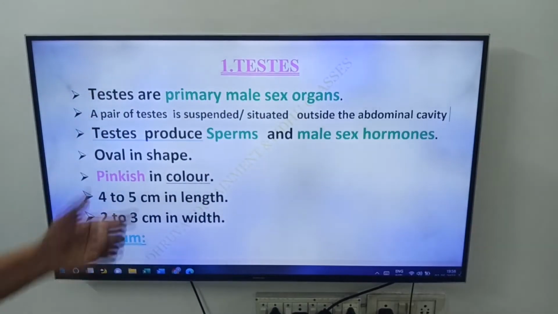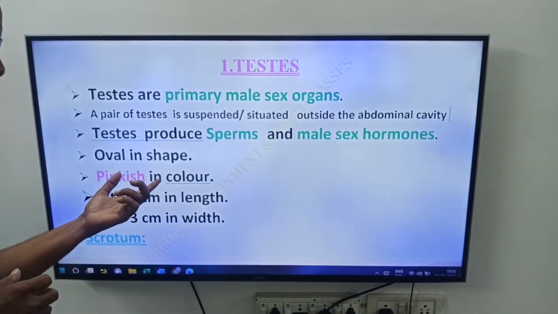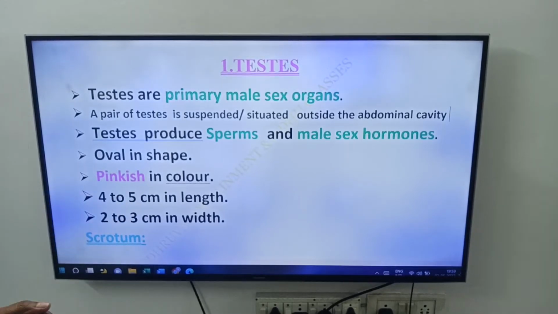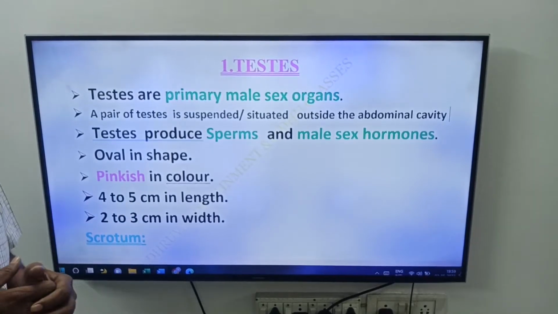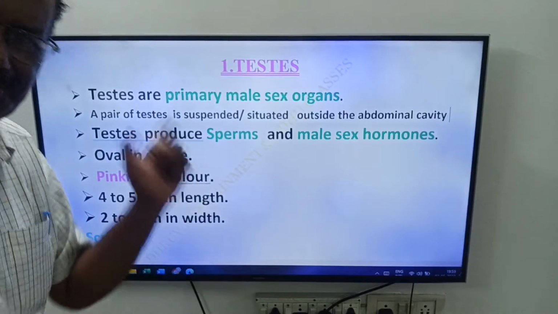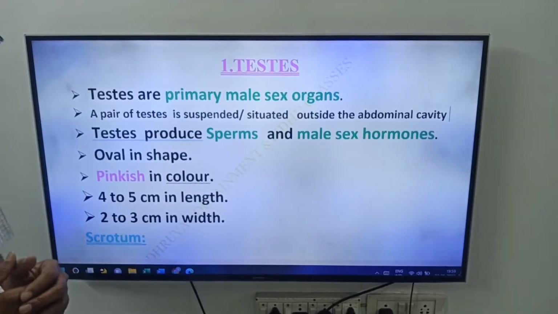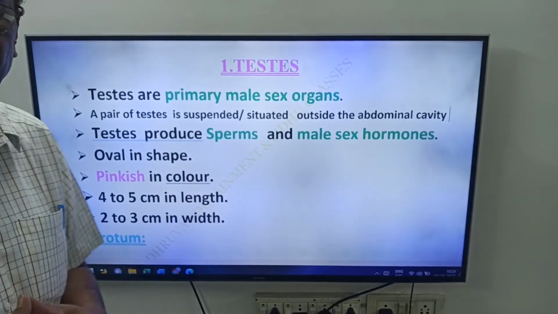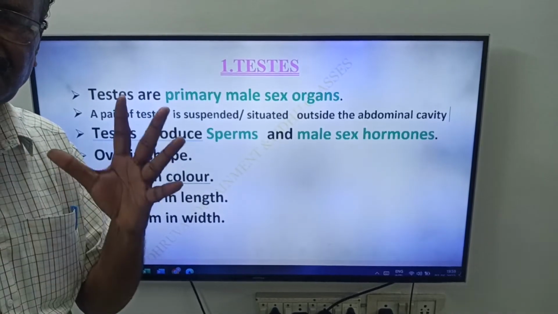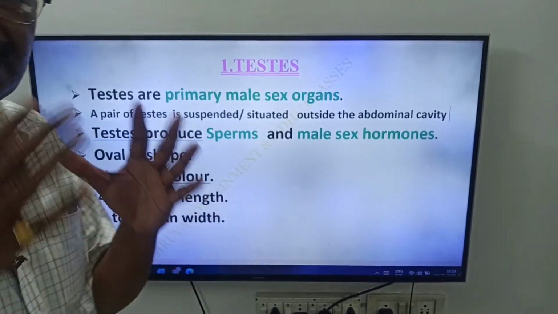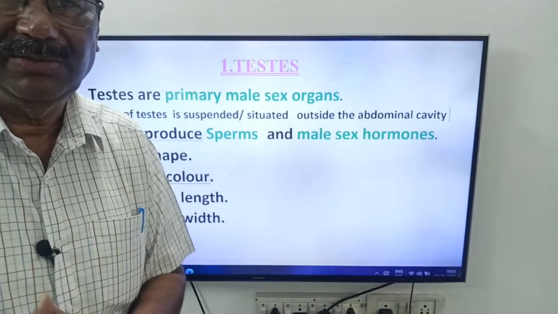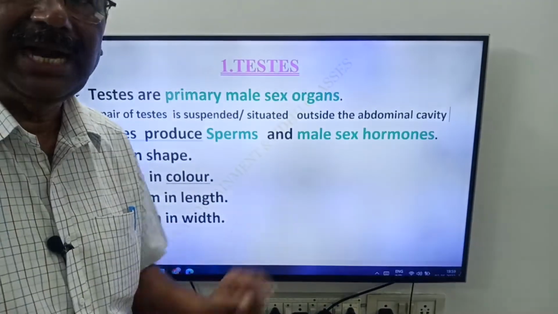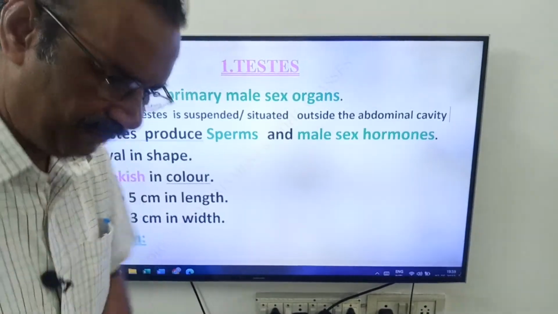What is their shape? They are oval in shape. What is their color? Pinkish in color. What is their length? 4 to 5 centimeters in length. What is their width? 2 to 3 centimeters in width. Testes are primary sex organs, present outside the abdominal cavity. What is their main role? They produce sperms and also male sex hormones.